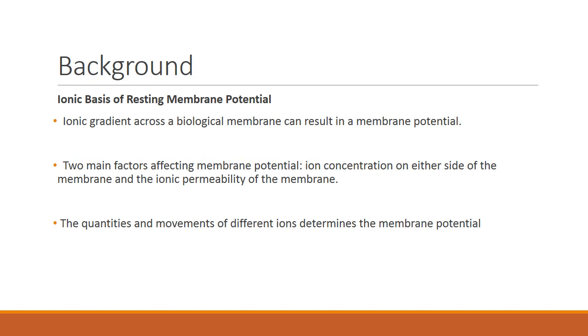So I'll go through a quick review of the ionic basis of resting membrane potential. We know that an ionic gradient across a biological membrane can result in the membrane potential. The two main factors affecting membrane potential are ion concentration on either side of the membrane, as well as the ionic permeability of the membrane. The quantities and movements of different ions, such as potassium, sodium, and chloride, together determine the membrane potential.